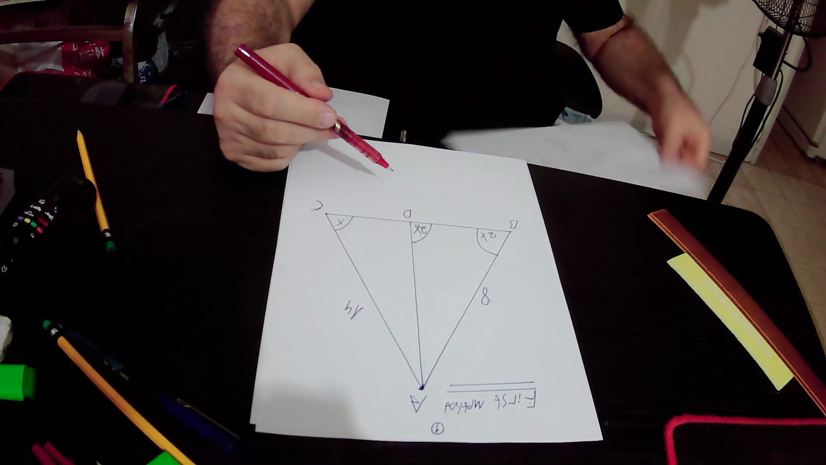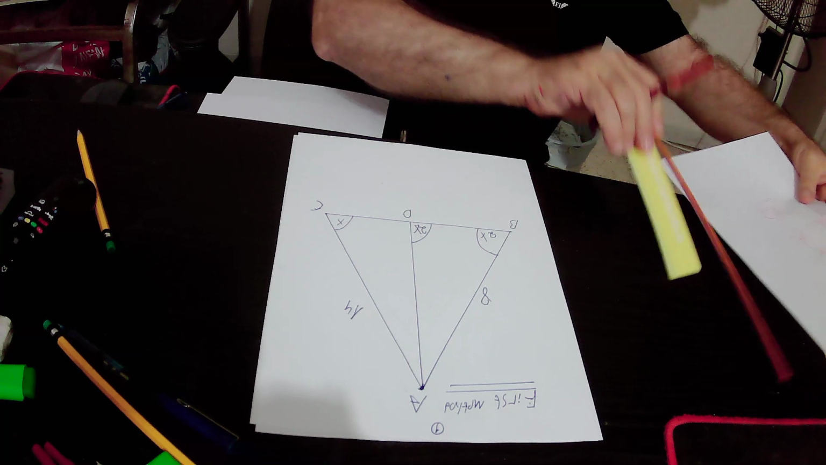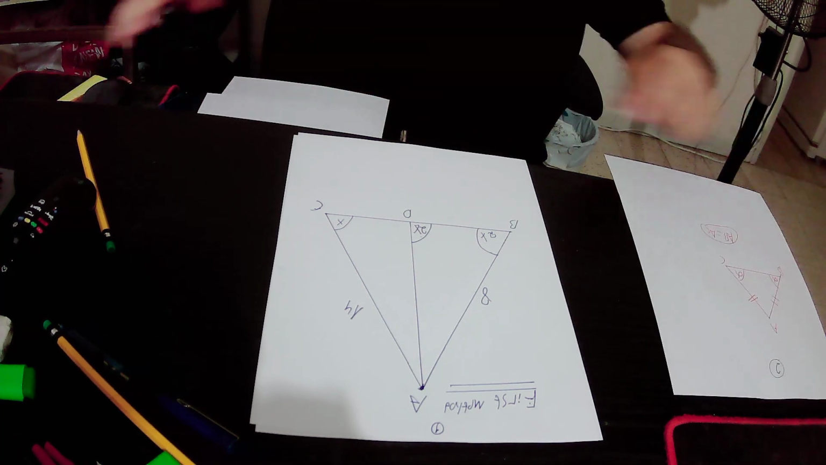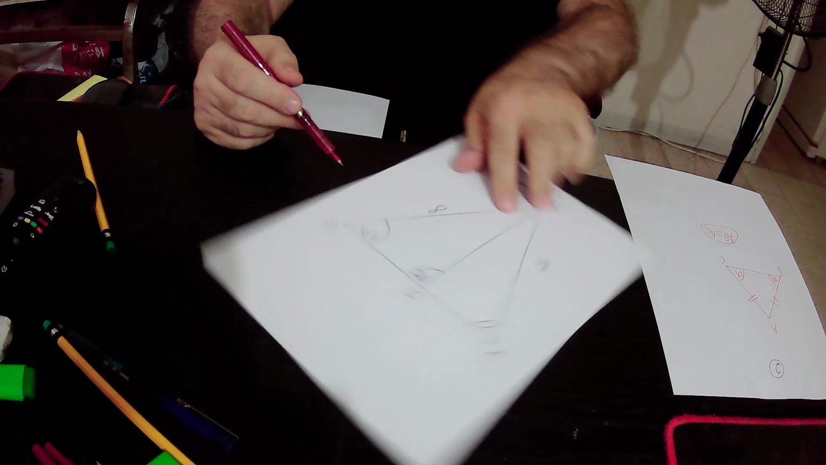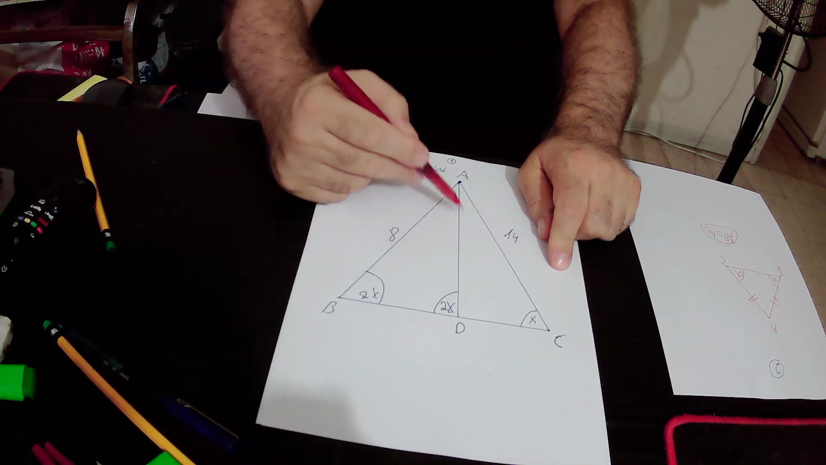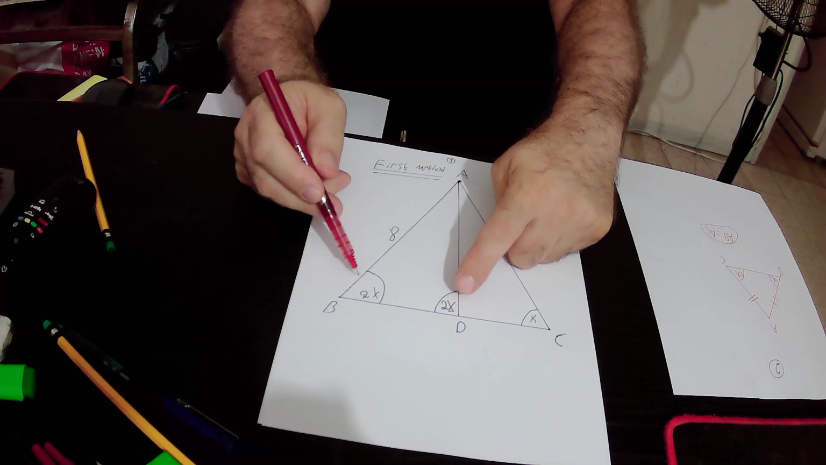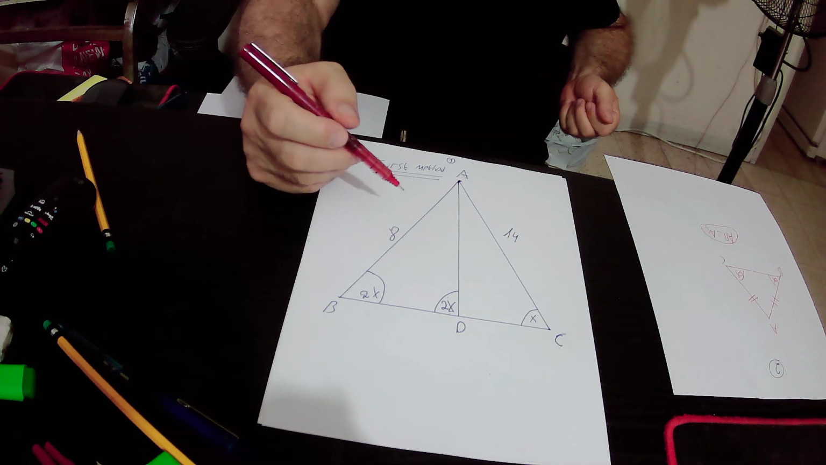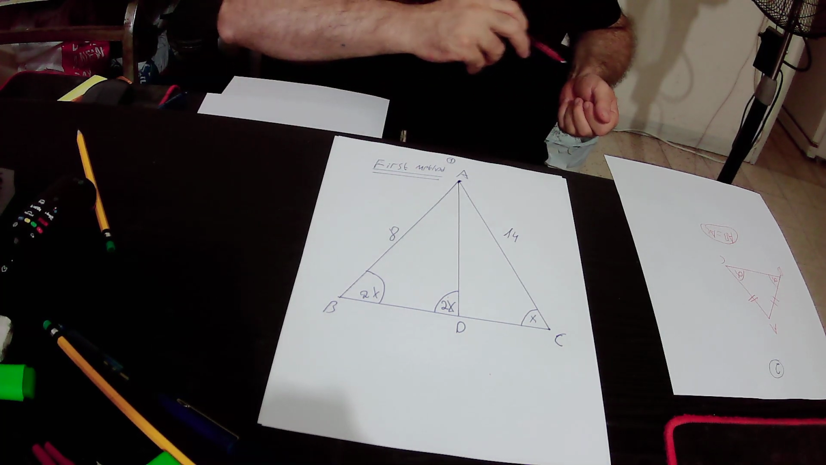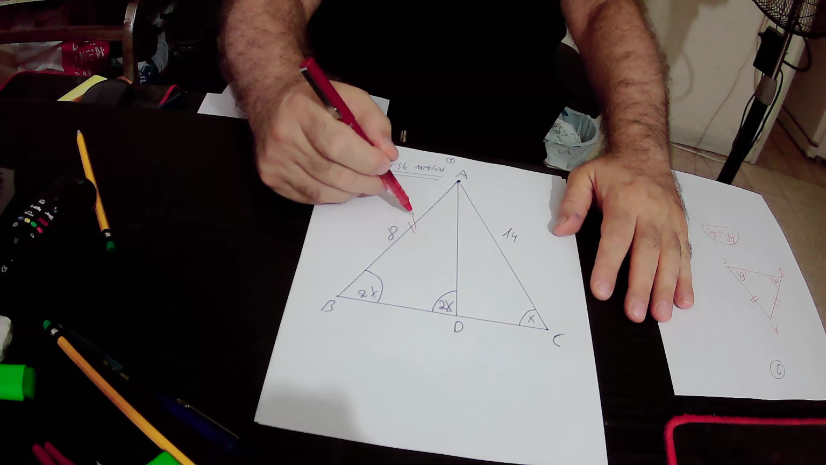Therefore, in triangle ABD, we have two angles that are equal to each other. Angle ABD equals angle ADB. Both of those angles are equal to each other and they equal 2x. So therefore, according to the rule that I mentioned, also AB will be equal to AD.